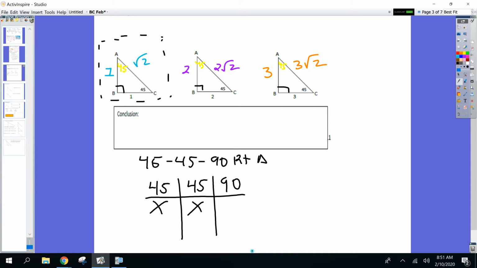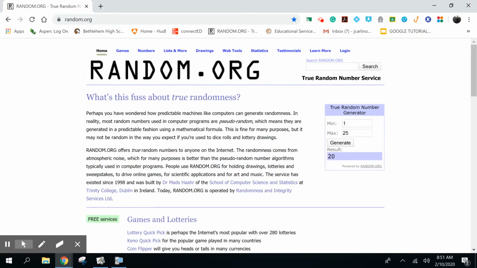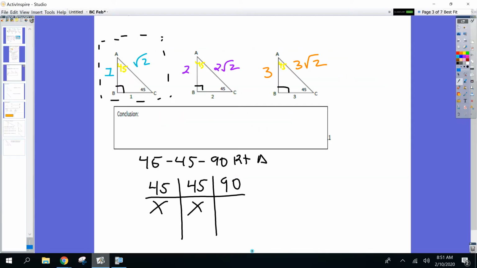What do I do with this side across from the 45 to get to that side across from 90? What do you do with it? You take the side, which is X for me, and I do what with it? Multiply it by radical 2. There's the pattern. I take the side across from 45, and I multiply it by radical 2 to find the hypotenuse.